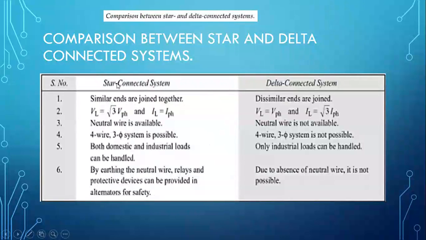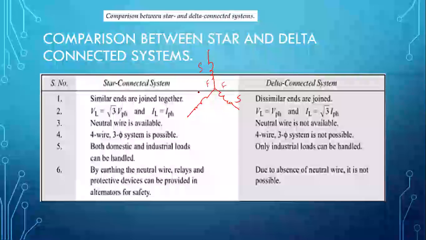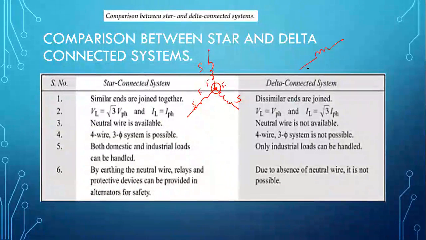So finally, in a star connected system, similar ends are joined together. That means start, finish, finish, start, finish, start. So similar ends are joined together. Here, dissimilar ends are joined together. That means start, finish, finish, start, finish, start, finish. That means finish and start. Dissimilar ends are joined. So this is delta.